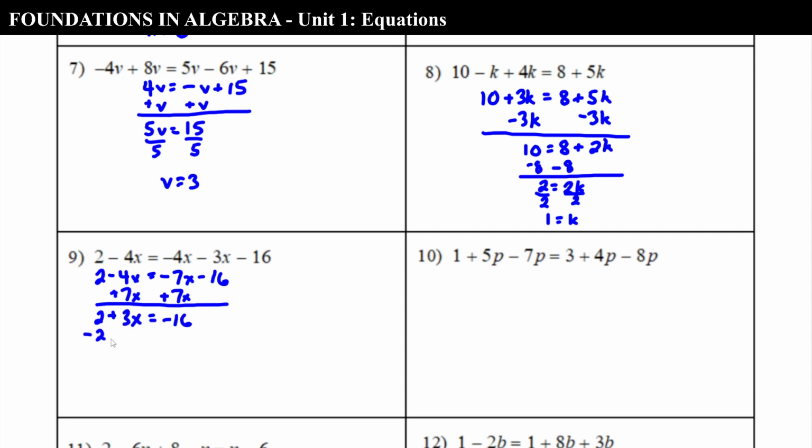Now I'm going to subtract 2 from each side. And that's going to give us 3x equals negative 18. Divide each side by 3. And we have x equals negative 6.